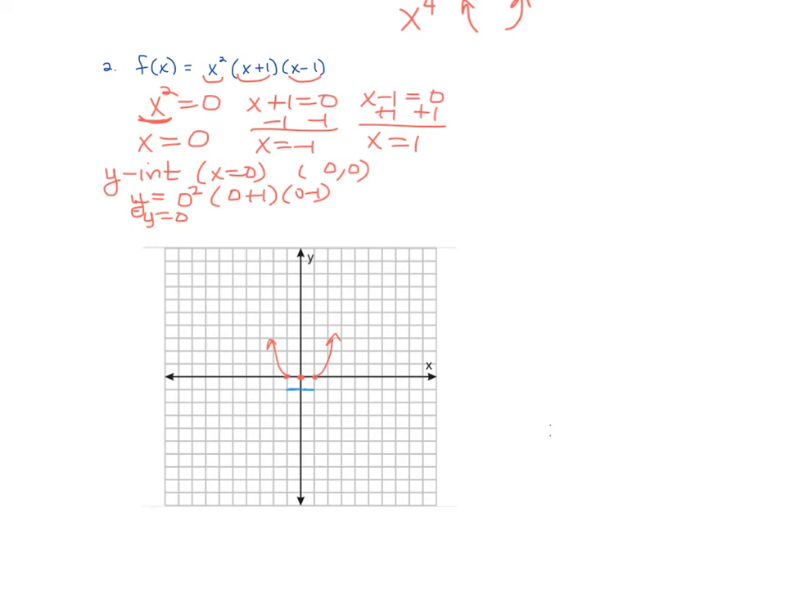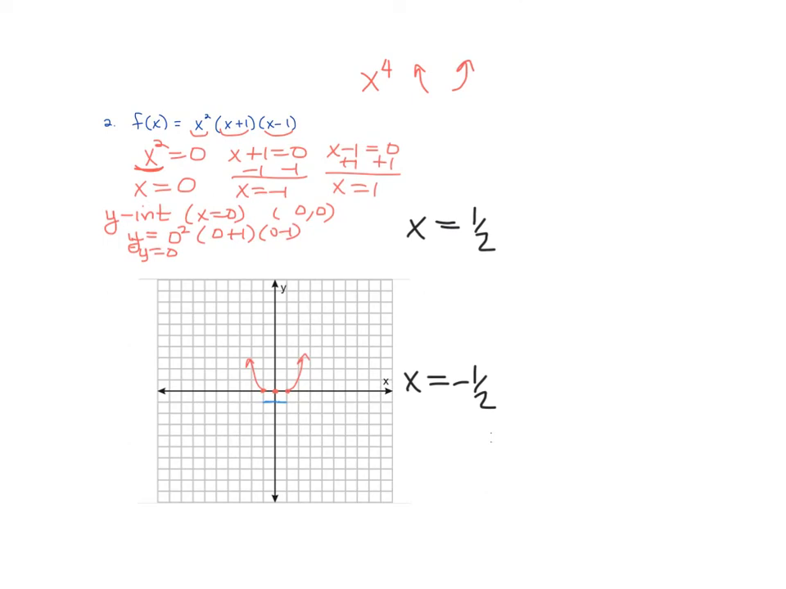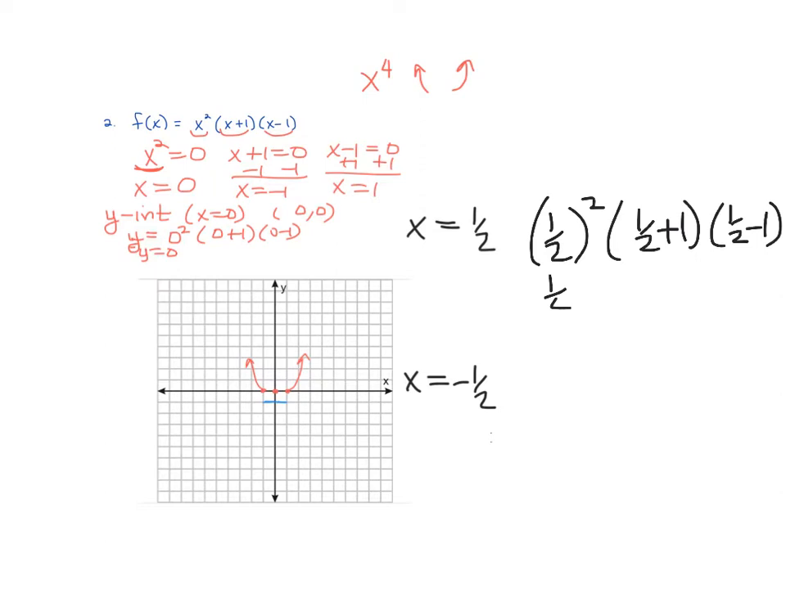So my additional points that I need to find are, I'm going to use x equals 1/2, and I'm also going to plug in x equals -1/2. So I'm going to plug it back into the original. It's in factored form, so I'm not going to use the remainder theorem here. So I'm going to do 1/2 squared, 1/2 plus 1, and then 1/2 minus 1. I get 1/4. This is going to give me 3/2, or 1.5. This is going to give me -1/2.